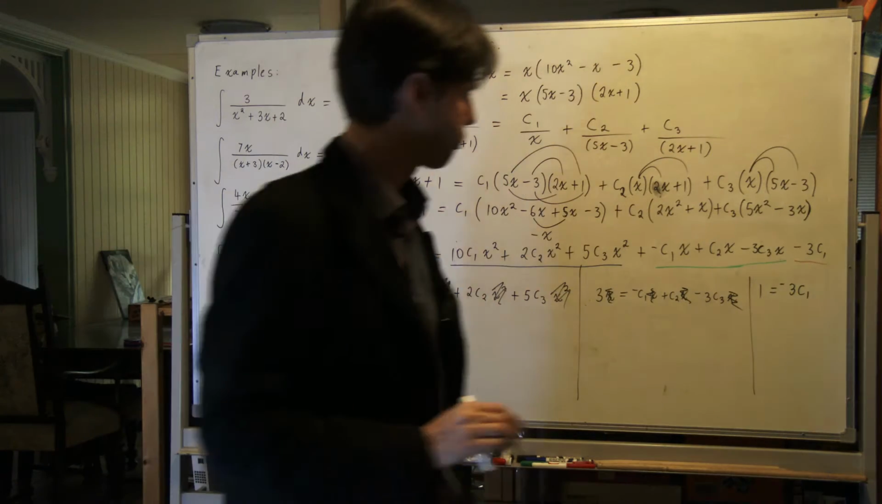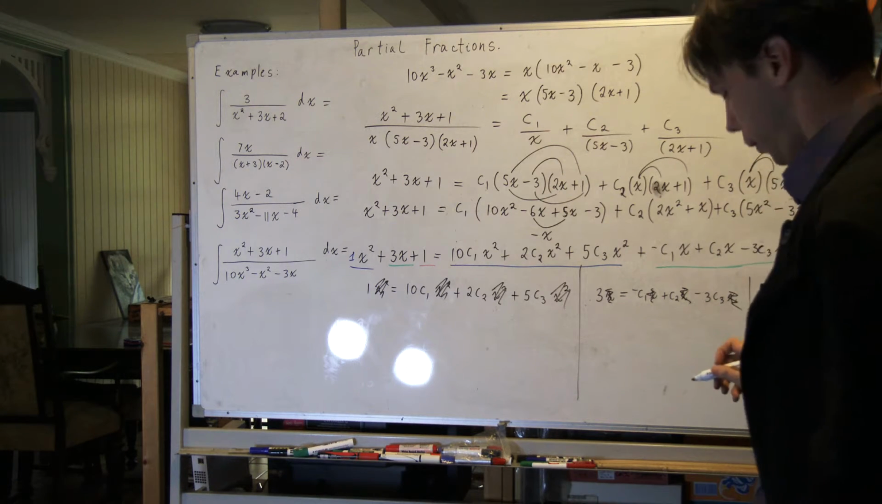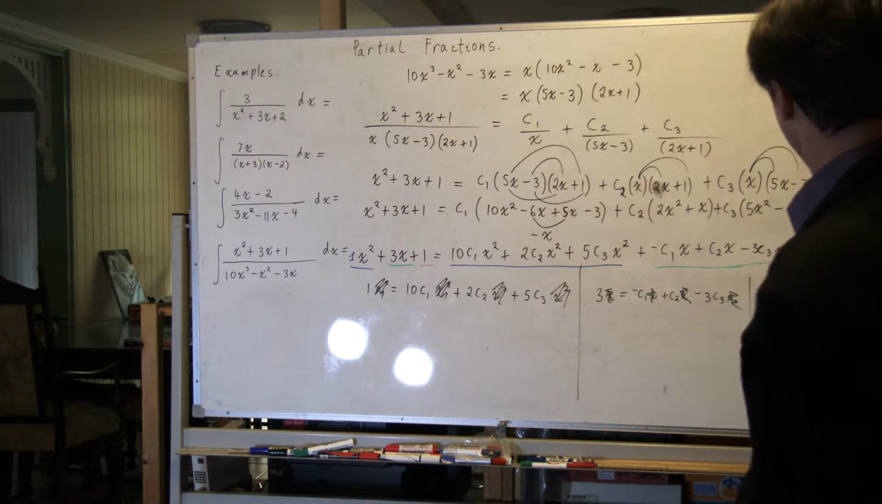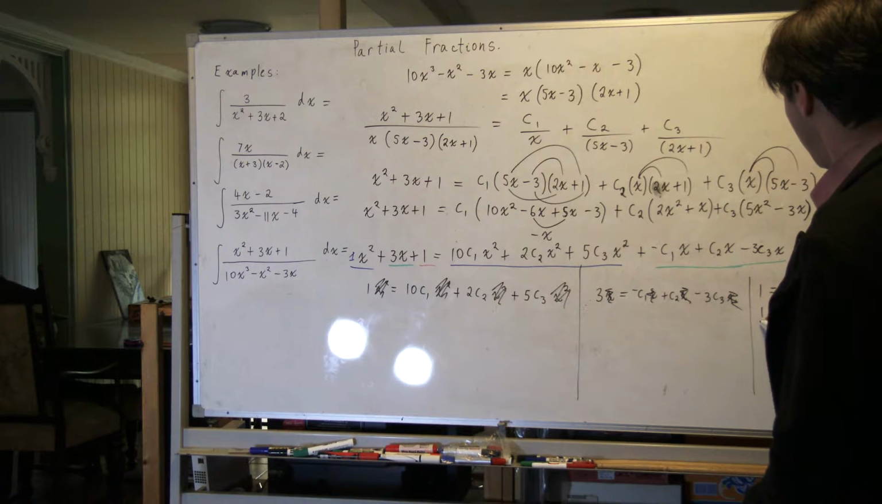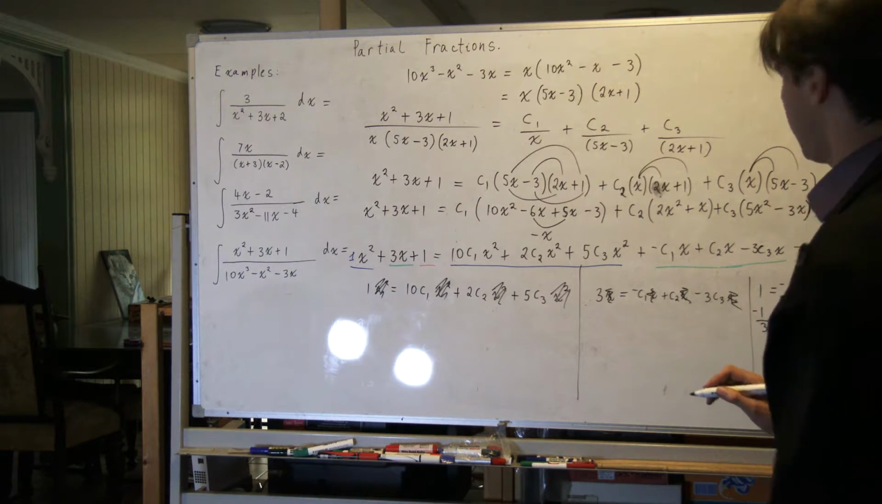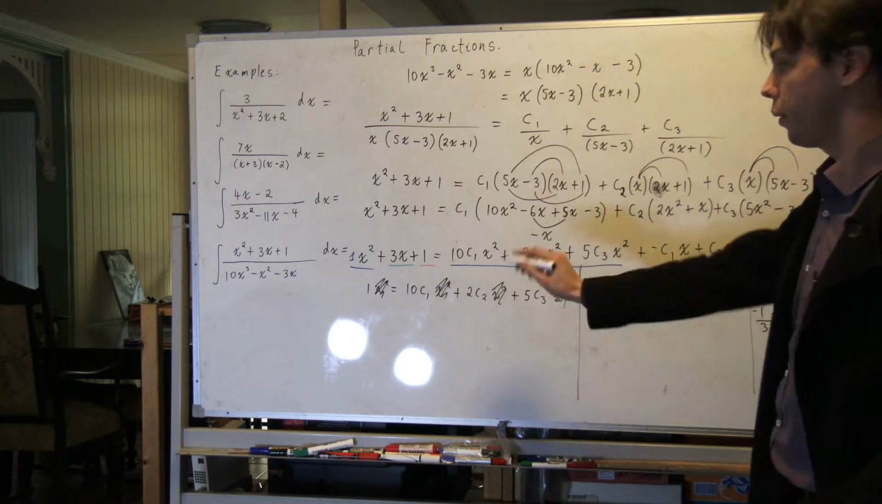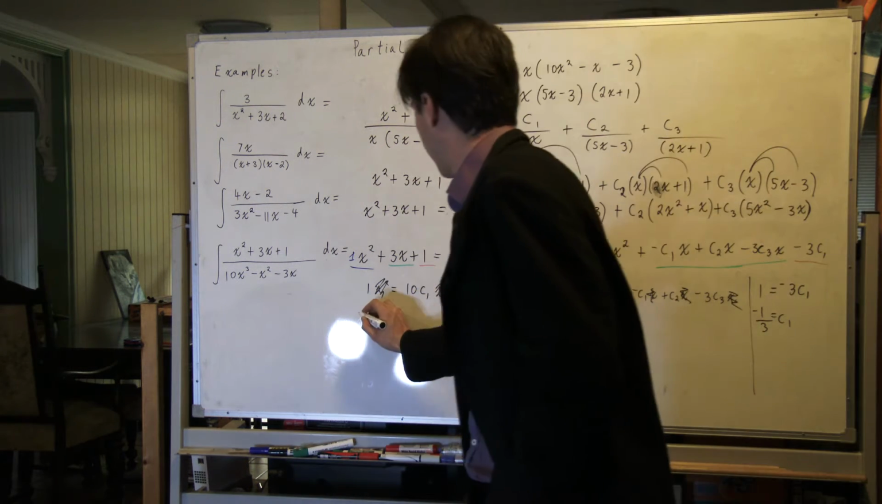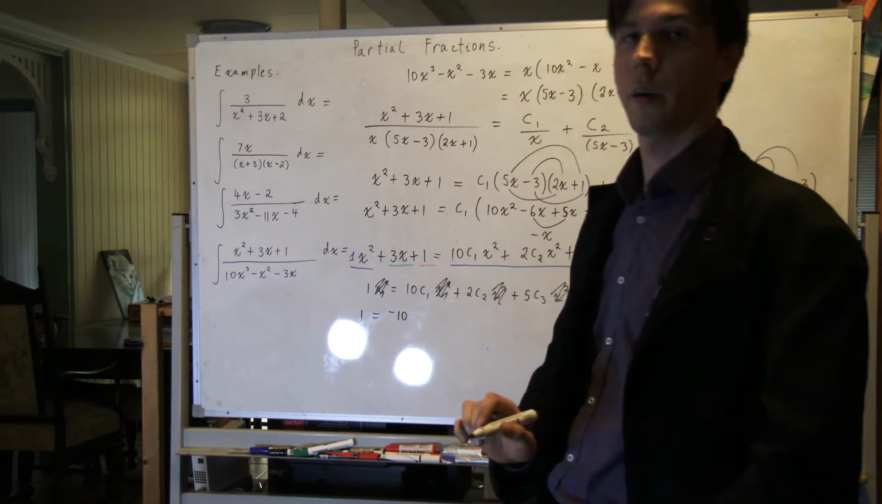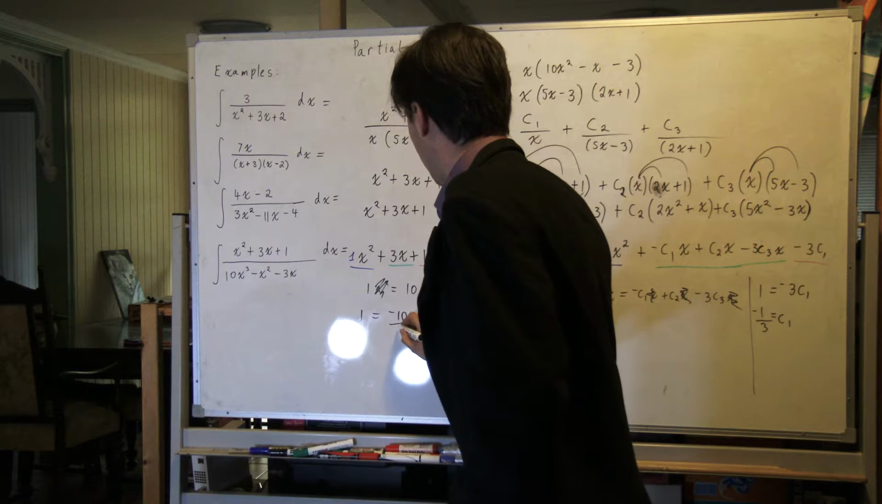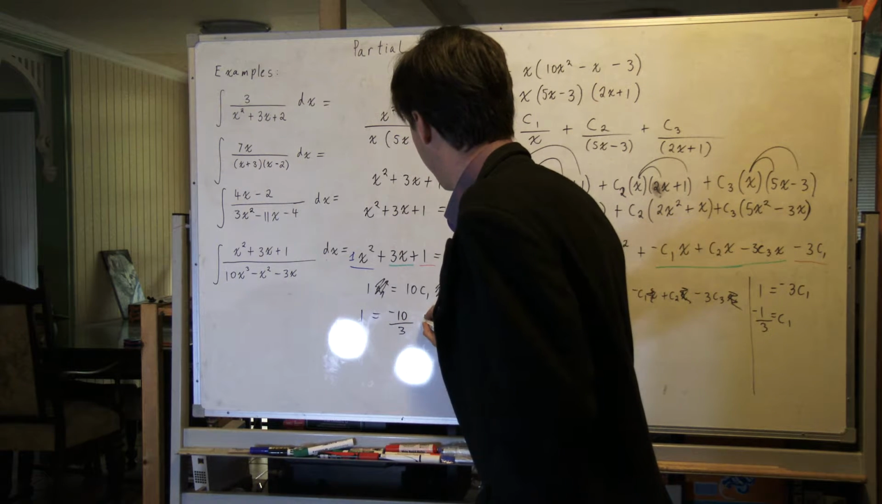I can put in here, if negative 3C1 equals 1, divide everything by negative 3, and C1 should be negative 1/3. So I can put that in here. I can say 1 equals 10 times negative 1/3 is negative 10 over 3.